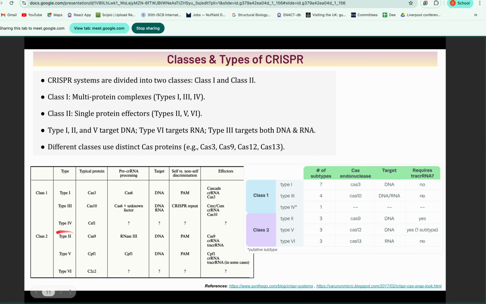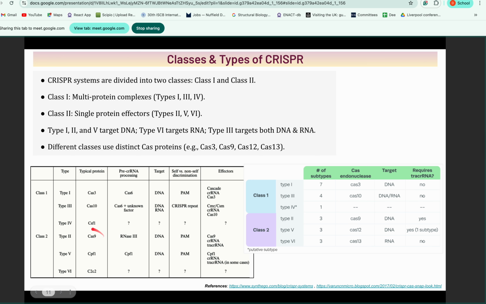Now in class 2, when we say type 2, Cas9 protein is involved; in type 5, Cpf1; and in type 6, C2c2. Type 2 of class 2 CRISPR systems mostly target the DNA, and in this case, PAM are the regions which help this CRISPR-Cas9 system to distinguish between the self and the non-self. And then these are the effectors: Cas9, CRISPR RNA, and tracer RNA. These are all required to perform this function.